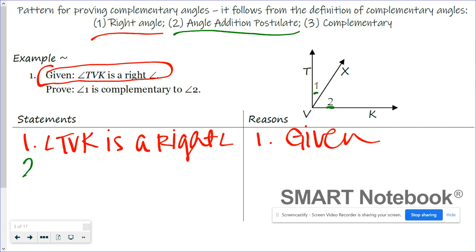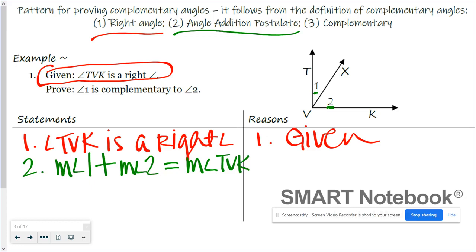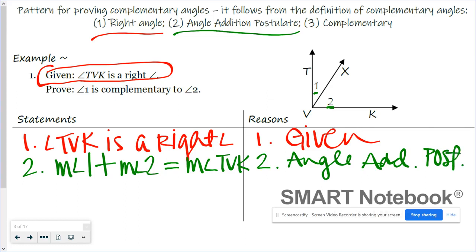So I'm going to write it like this. I'm going to say m angle 1, for the measure of angle 1, plus m angle 2, the measure of angle 2, equals the measure of angle TVK. And this is the angle addition postulate. If I add the two smaller angles together, I get the whole big angle.